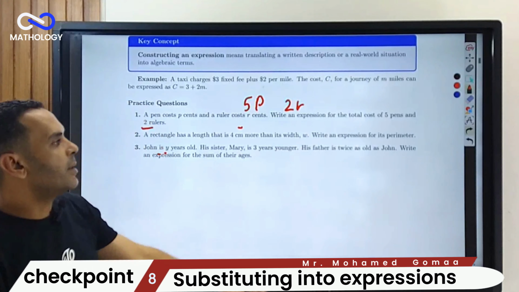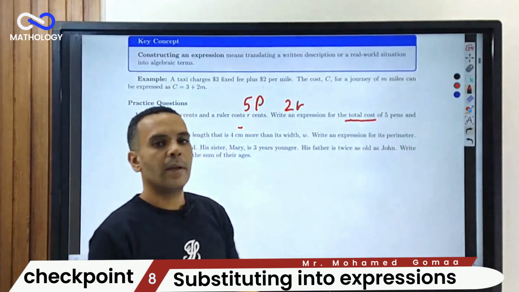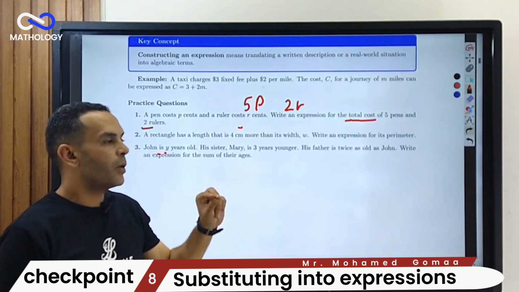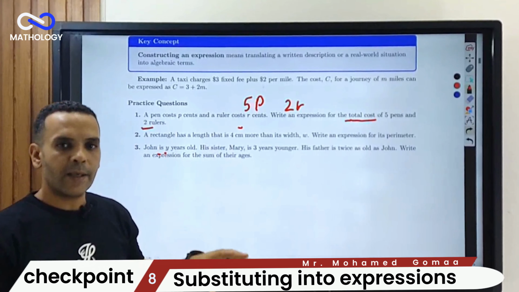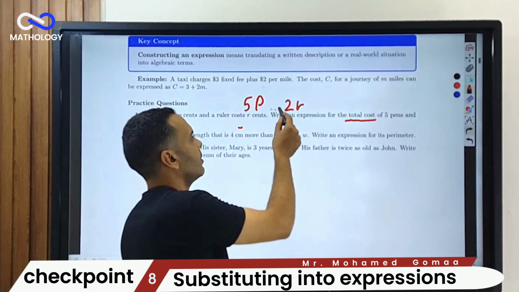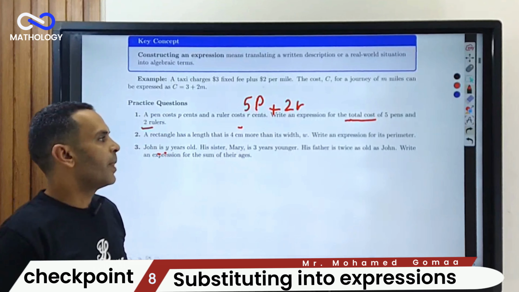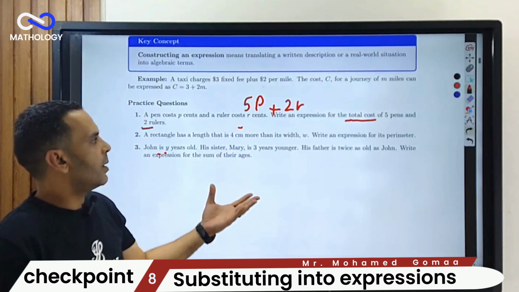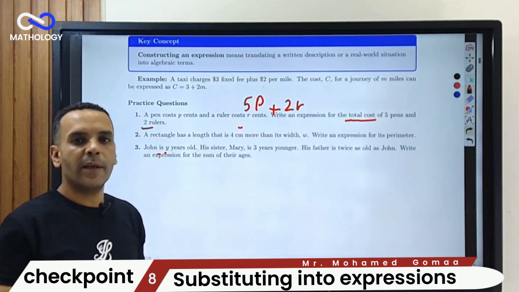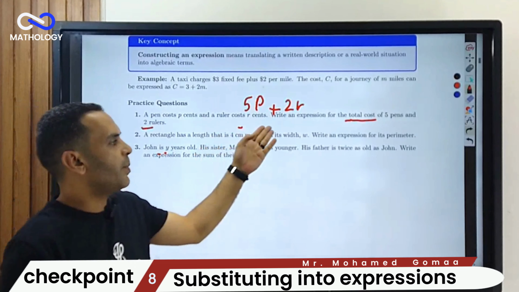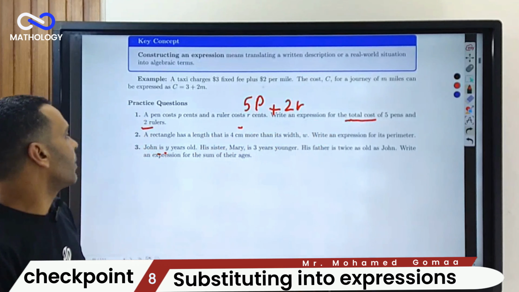If you want to get the total cost, what's meant by the word total? The word total means addition operation, or plus: 5p plus 2r. This is the total cost of buying 5 pens and 2 rulers. 5p plus 2r. Okay, another one.